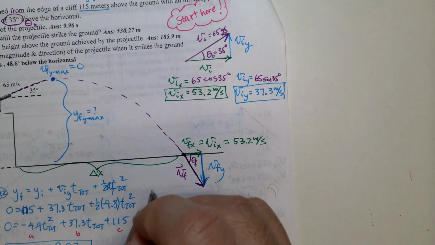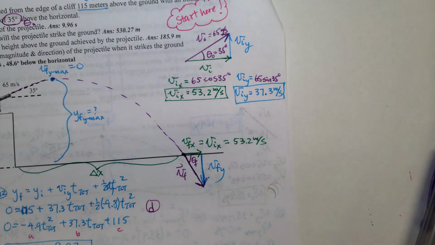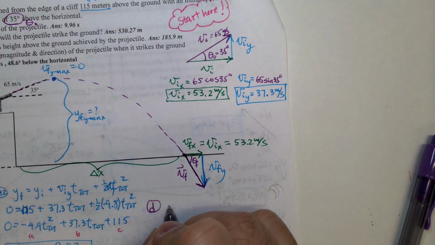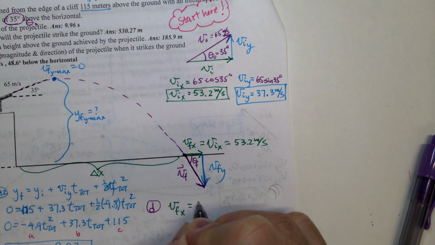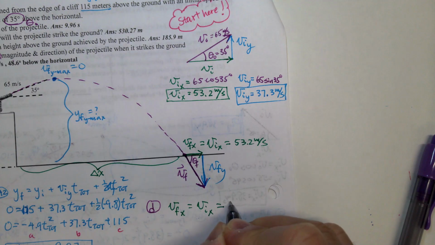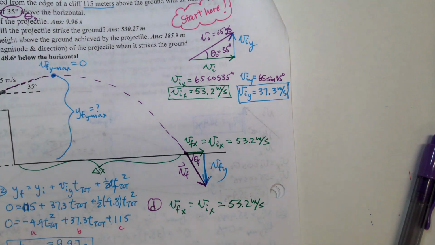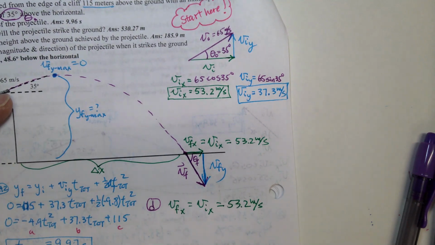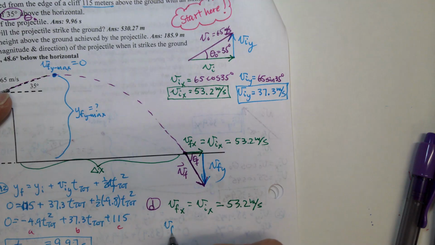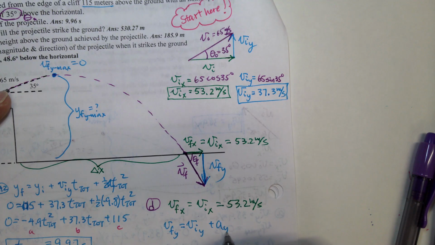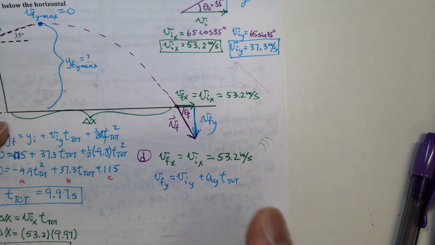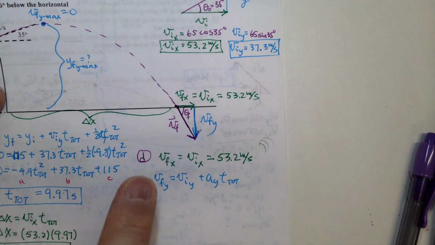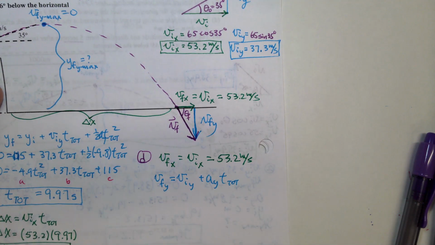So let's do part D now. Part D. So we already know my VFX. So my VFX is equal to VIX, which is equal to 53.2 meters per second. Good. You know that already. So that's easy. That's done. However, my VFY is equal to VIY plus A sub y times T total, because that's the time that I'm looking for. I'm looking for the velocity in y at that time.